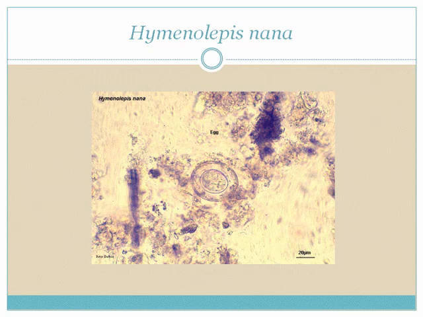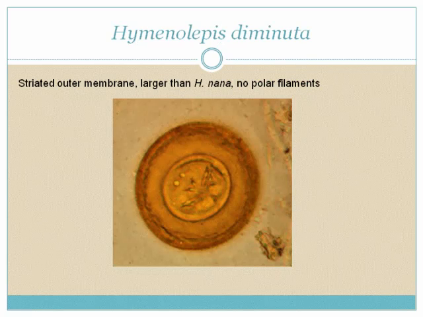Hymenolepis nana, another picture again. You can kind of see some of the polar filaments within the egg. Then we have Hymenolepis diminuta. The egg looks very similar to nana, except it's larger. It has a striated outer membrane, and there's no polar filaments when you look in this area. You can see some hooks in there, just like nana, but does not have the polar filament.